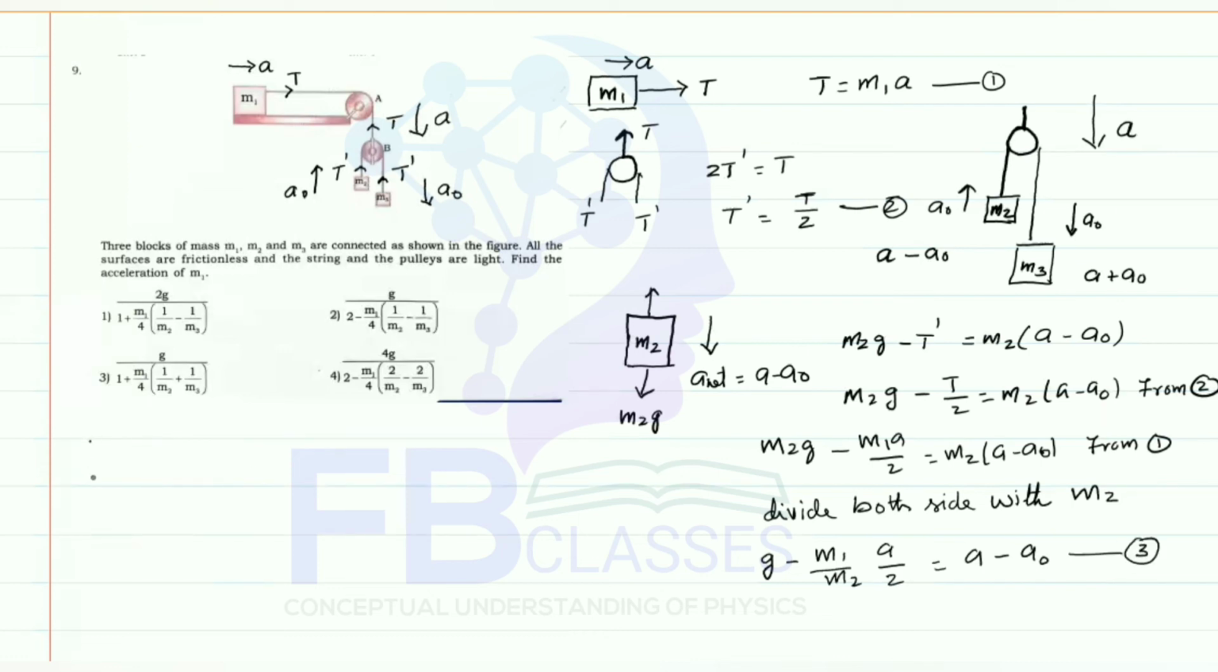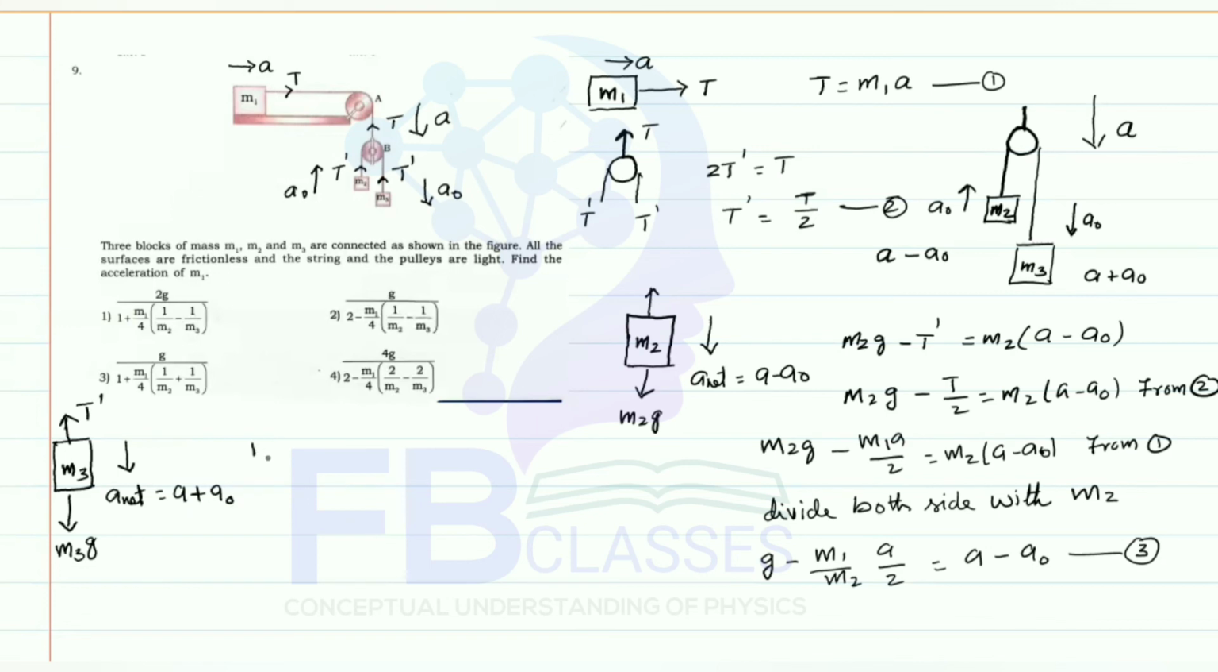Now, in a similar manner, I am going to draw the free body diagram for the m3 block. So this is the m3 block. The weight downwards is m3g, and upward is T dash. So now the total a net is equal to how much? A net is equal to a plus a naught. So that is the a net for the m3 block.